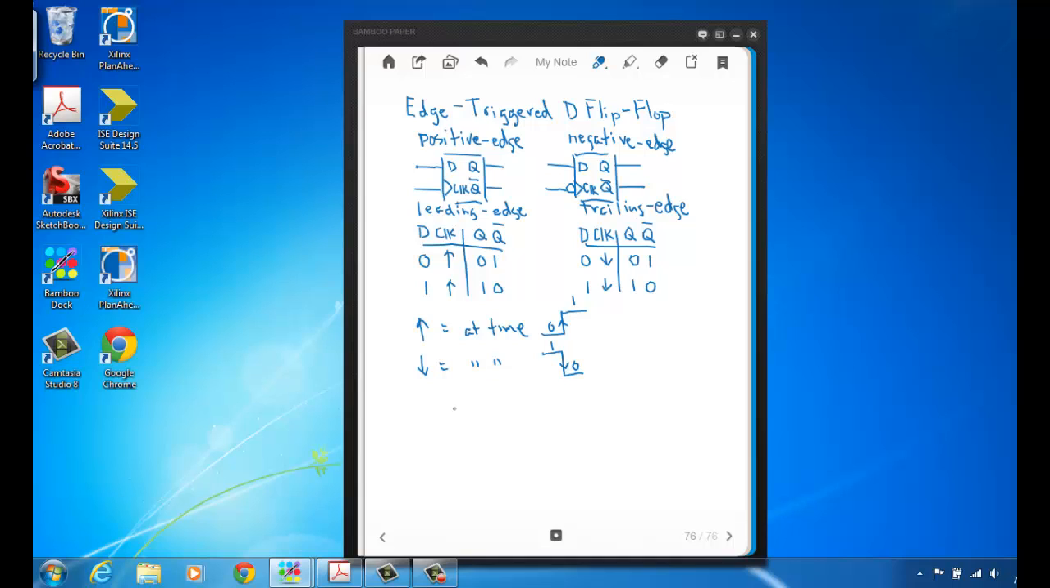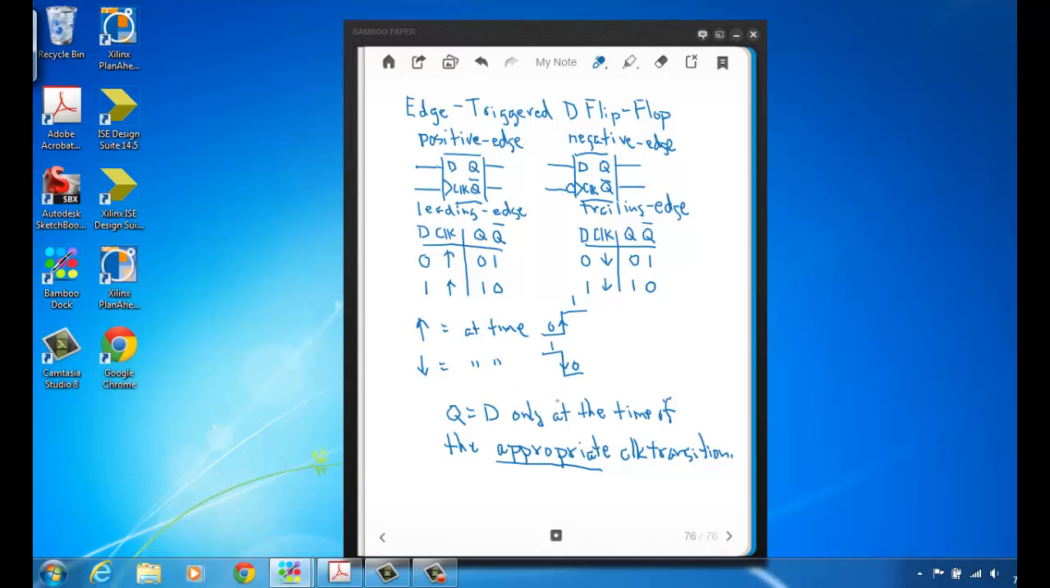So the way that you can summarize the operation of either one of these edge trigger Ds is that output Q will equal input D only at the time of the appropriate clock transition. Okay, and what I mean by appropriate here is that, well, if it's a positive edge, it's the time of the 0 to 1 transition. If it's negative edge, it's the time of the 1 to 0 transition.